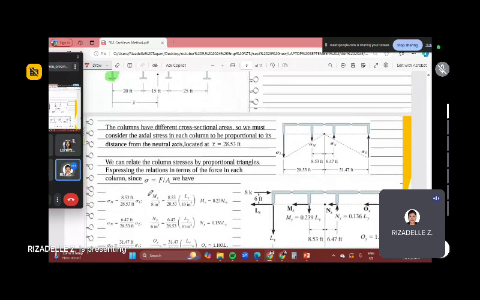So, we can relate the column stresses by proportional triangles. Ingani, sa ka-triangle, triangle. And they are proportional triangle.